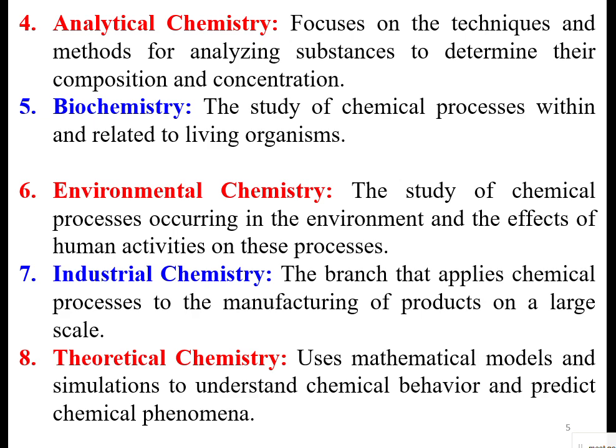Then coming to industrial chemistry, it is a branch that applies chemical processes to the manufacturing of products on a large scale. That is called industrial chemistry. See, in industry they are releasing wastewater. In that wastewater there are many pollutants, many contaminants, many PFAS. How can we identify them? Those PFAS and pollutants are harmful for human beings, so we need to identify them and rectify the solutions.